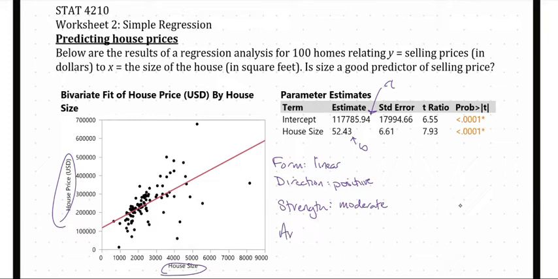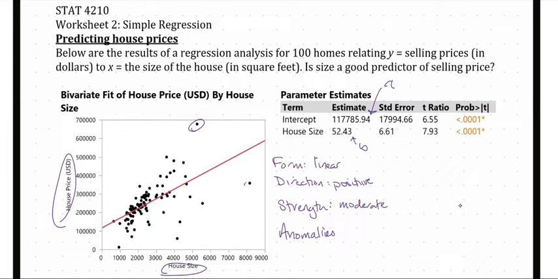Finally, we want to look for any anomalies. In this plot, we have some possibly unusual observations. For example, this house that is about 5,500 square feet also sold for about $700,000. That is outside the general trend of the data. It is unusual in that most homes that were about 5,500 square feet did not sell for that much money.